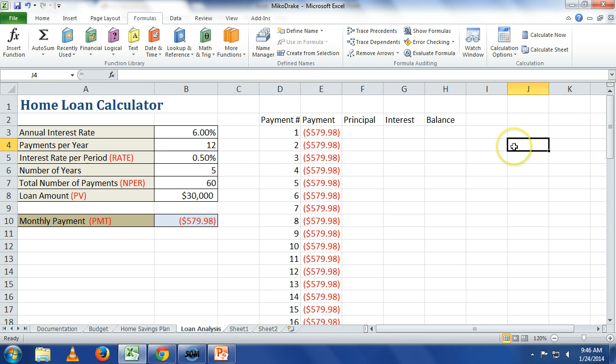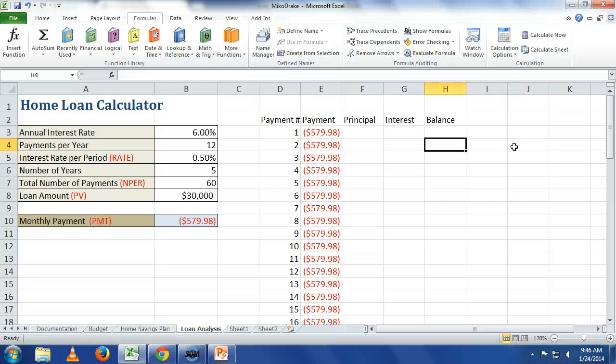Now, when you pay $579.98, does it all come off the top? After the end of the first month, your principal is not going to be $30,000 minus $579.98, is it? Why not, Zach? There's interest, and some of that payment goes to service interest. So let's try to break that out.